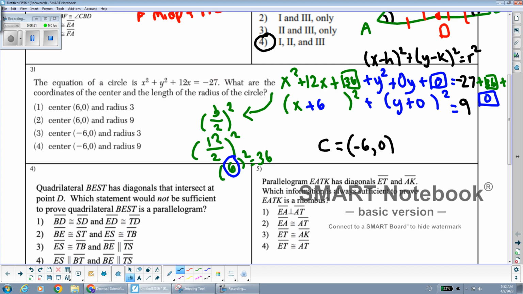And the radius, so r squared is 9. So the radius is radical 9, which is 3. So negative 6, 0, and 3. Be careful of the negatives. That's why you should write out all your steps with the b over 2 squared, because notice how the answer choices are every single variation of negative and positive.